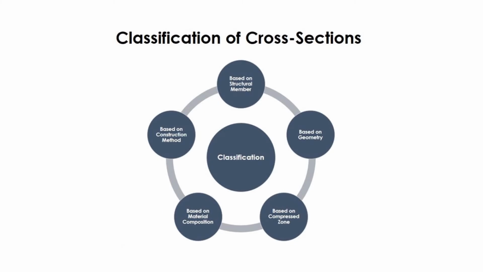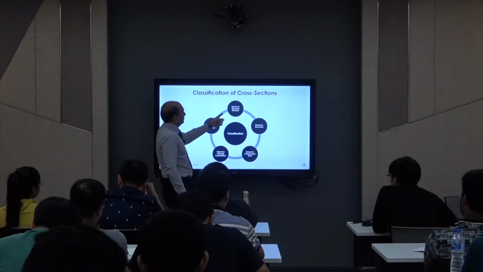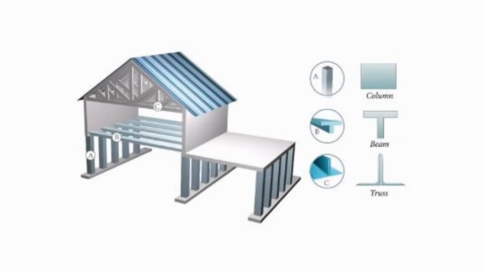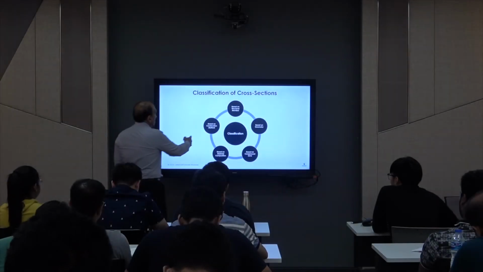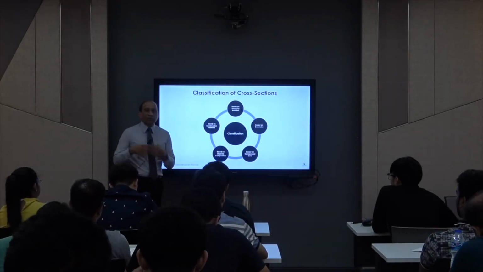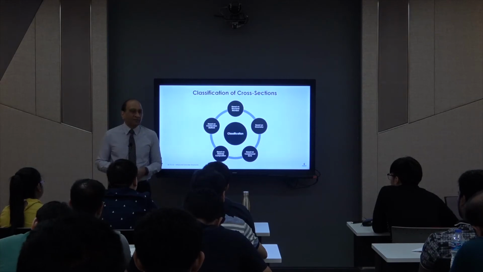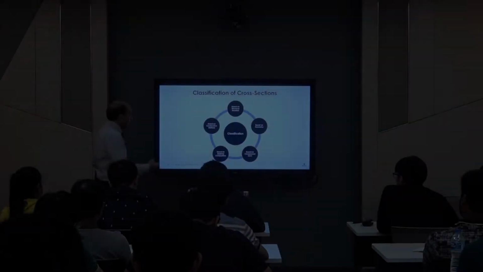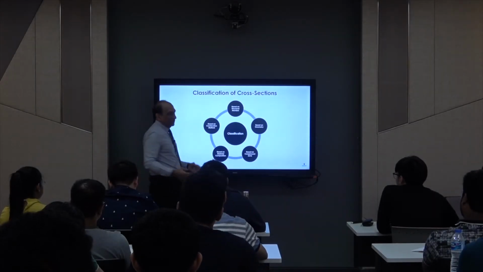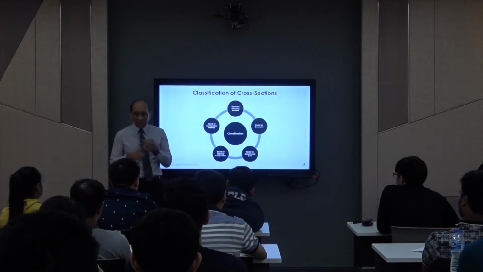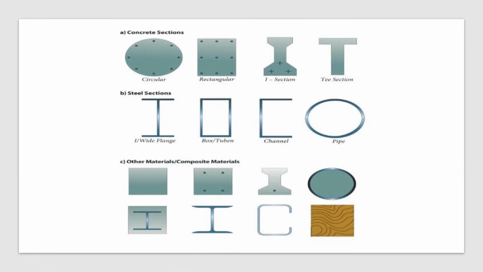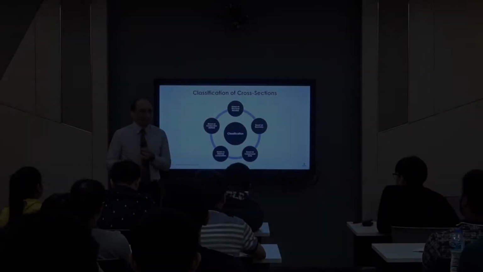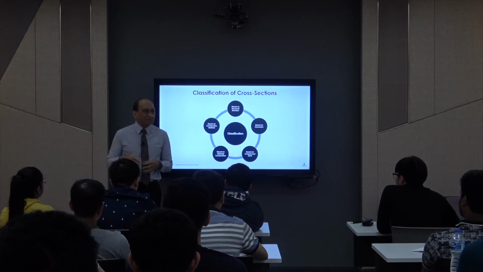We can classify the cross-sections into many types. You can classify it based on member: column cross-section, beam cross-section, footing section, slab section. Based on construction method: whether we are going to cast it on site, whether we are going to precast it, whether we are going to fabricate it, whether we are going to extrude it. Based on material composition: what are we going to put inside? Concrete, rebars, steel section, pre-stressing, fiberglass, glass fibers.